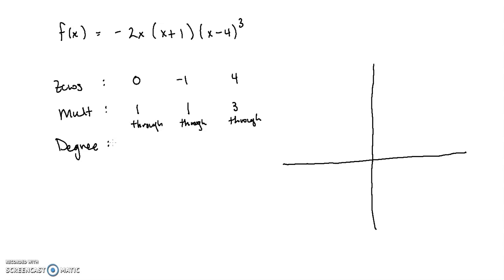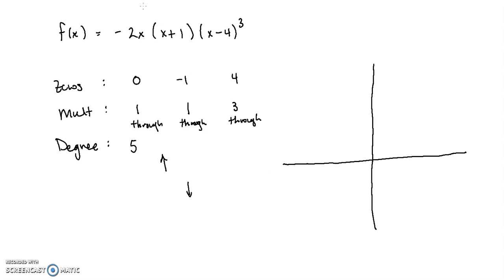And then the last thing to note is our degree. So you can either add up the multiplicity, or you can add up all the exponents on your x's. I've got 1 here, 1 here, 3 here. That's a total of 5, or I can add up the multiplicity and get degree 5. Okay, so degree 5, that means that the degree is odd. The ends are going to look like a cubic. And this time we have a negative out front, so that's going to be a reflection. So our cubic is going to flip, and our ends are going to go this way.